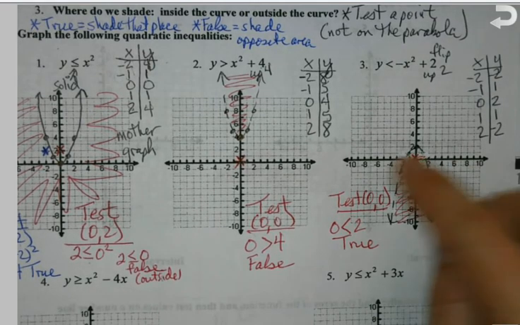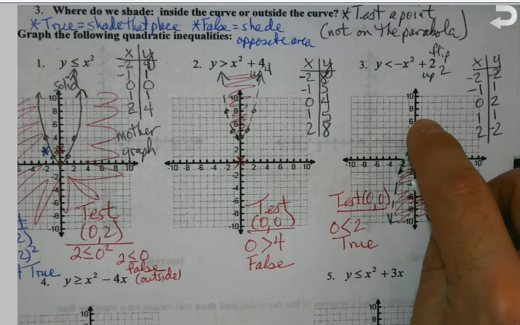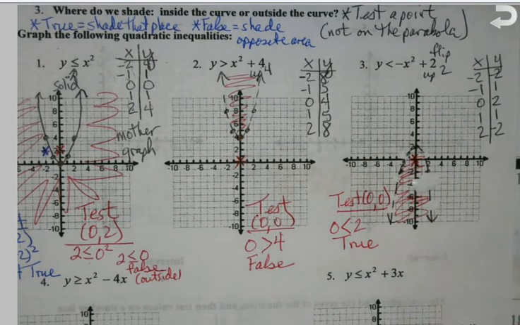Because before somebody mentioned 0, 4. If I tested 0, 4, that would have been outside false, which would have meant I shaded inside. It's the opposite. Okay? So not too bad so far, not too bad.